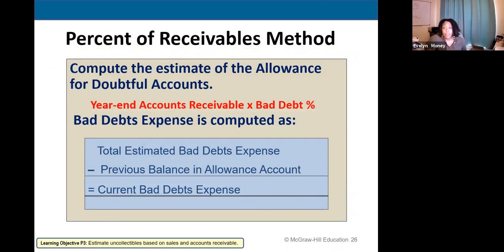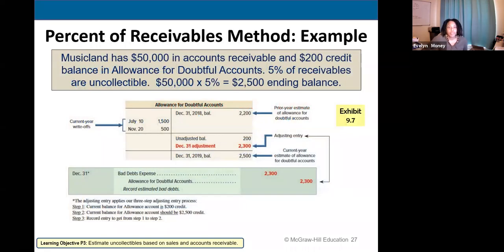For the percentage of receivables method, there is a little more work because once I multiply my percentage times my accounts receivable, the number that I get is not bad debt expense. It ends up being my desired ending balance for AFDA. In other words, that's what I want AFDA to be. I have to subtract that number from the previous balance in that allowance account to find my bad debt expense. This is one of those ones that works better with numbers. So let me show you some numbers.